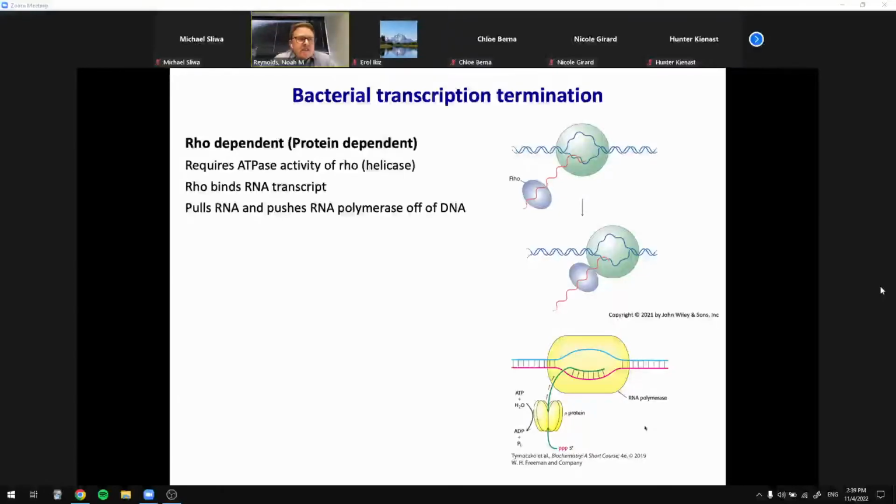But we also talked about protein dependent termination. And this is what we call rho dependent termination. There are these proteins that form this complex, and rho acts as a helicase. It grabs onto the transcript as it's coming off, and it starts pulling on it, and it works its way up to where we have that RNA-DNA hybrid helix. Since it's a helicase, it separates it and pulls it away from the polymerase.